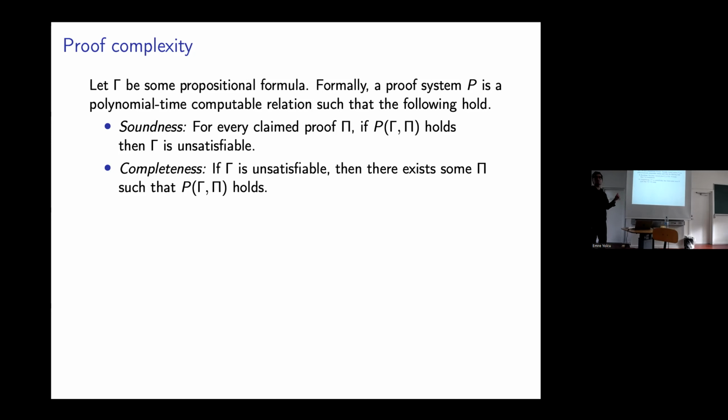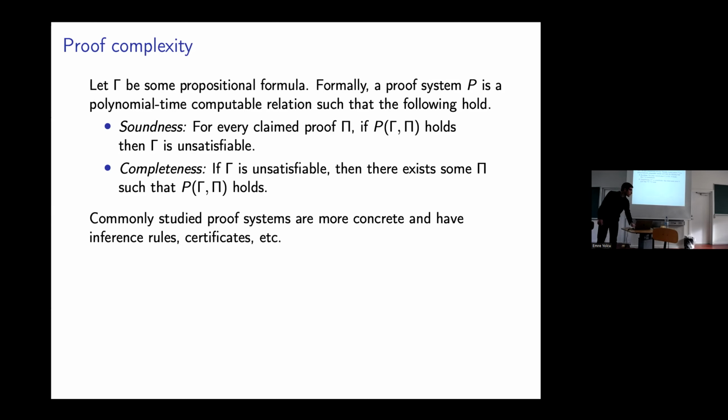And by proof, throughout this talk, I mean a proof of unsatisfiability. I may also say refutation of a formula. And completeness says that if a formula is unsatisfiable, then there must exist some proof of this, such that the verifier will accept the proof. All of proof complexity actually studies less abstract systems than this. Often they're more concrete. They will have inference rules. They will have some single line certificates, which may be a list of polynomials and other objects. So although this is the way it's formally defined, almost no proof complexity is conducted with this one, at least of the concrete systems.